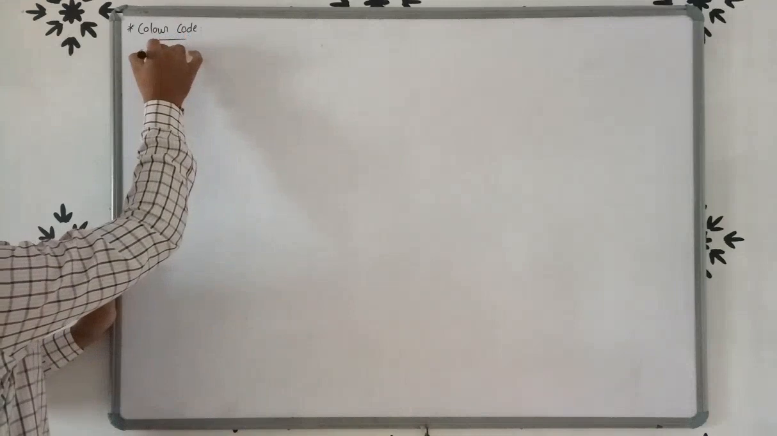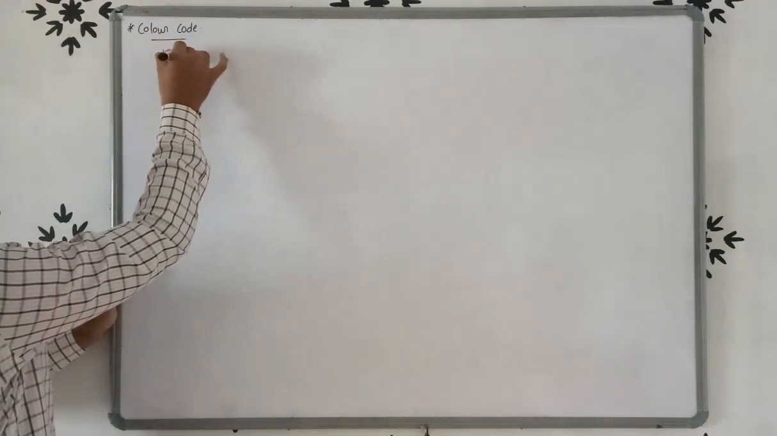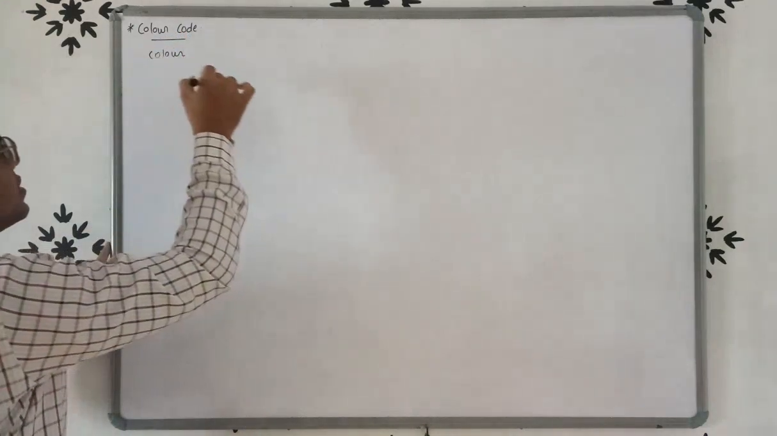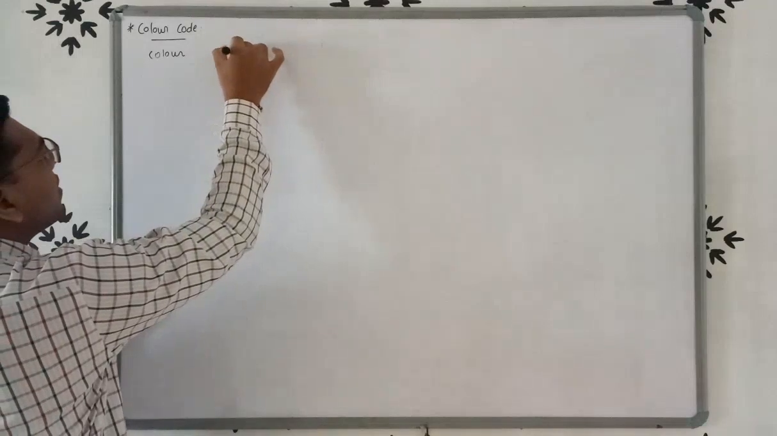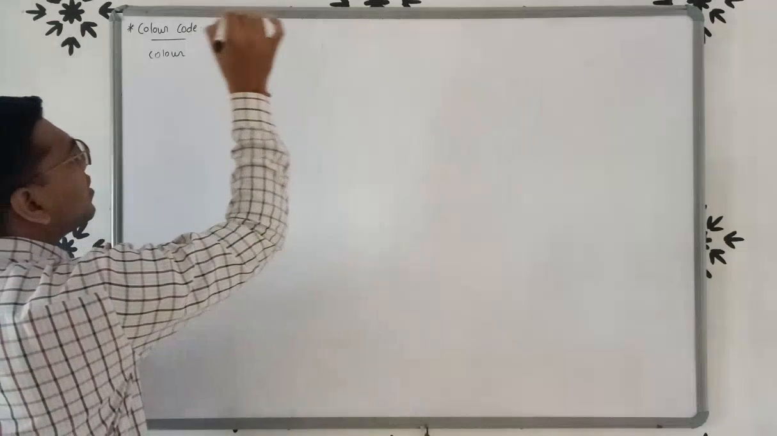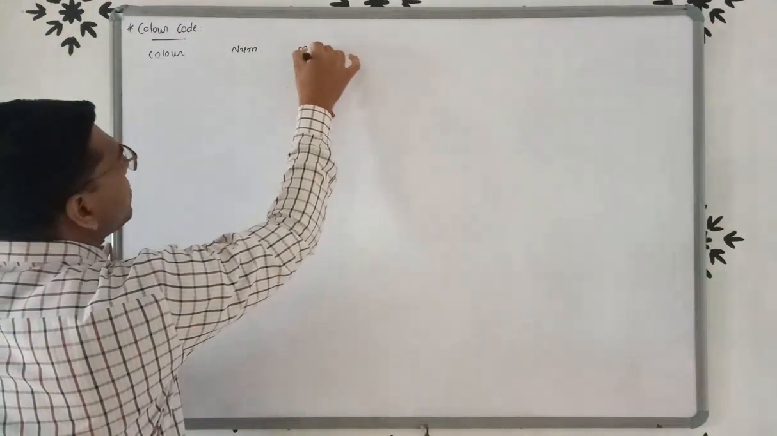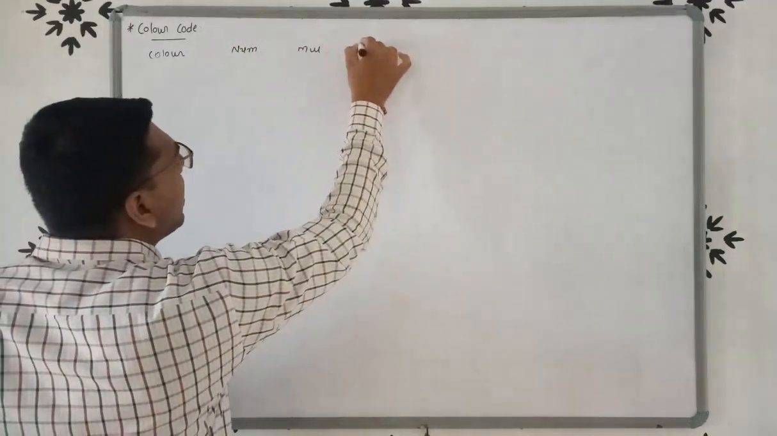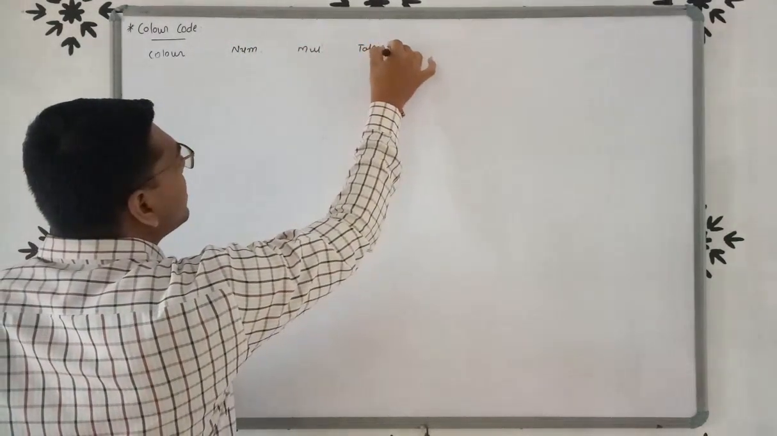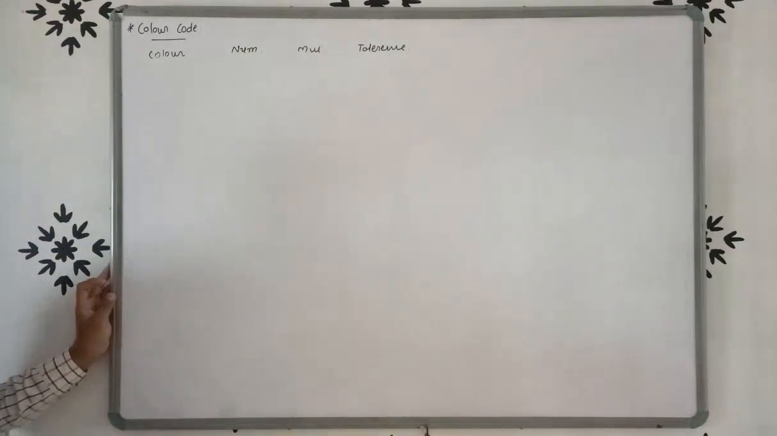The first column is for color, the second one is for number, the third one is for multiplier, and the last one is for tolerance.